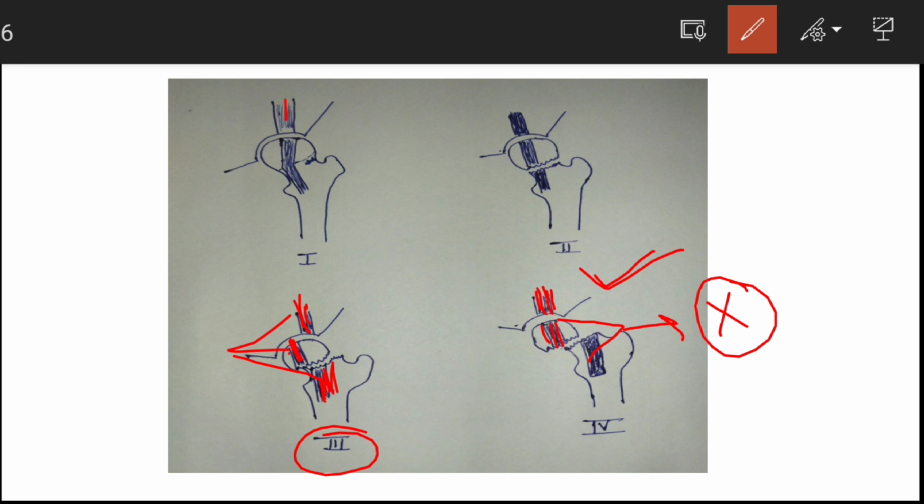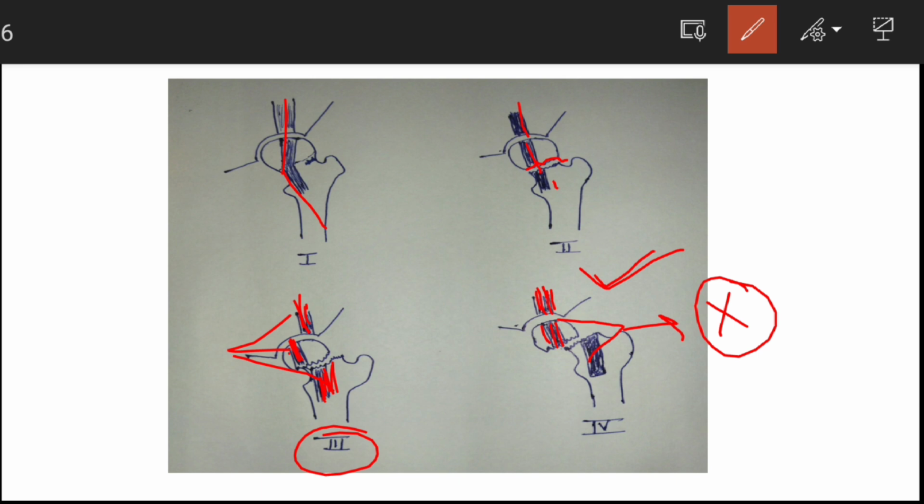In first stage, there is only bending which is present between the trabeculae, and it is incomplete. It is also known as abducted or impacted fracture. Stage 2, there is no displacement, but along with that it is a complete fracture. Here you can see it is a complete fracture, but there is no displacement. The trabeculae between the acetabulum, head and the neck of the femur are also aligned.